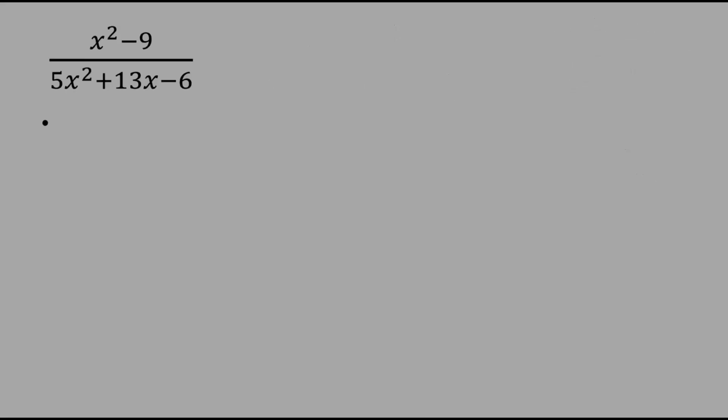Similarly for this one, we can factorise the top. Remember, this is the difference of two squares. And then chances are that one of these is going to be a factor of the other, but it's not quite so straightforward this time. I know that my 5x squared has got to come from 5x times x. Now I have to find the factors of -6. That's going to give me something that's appropriate.